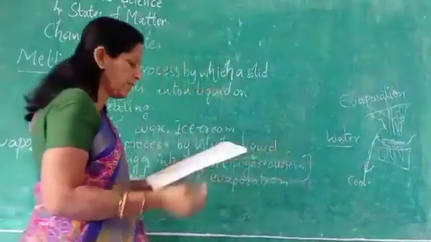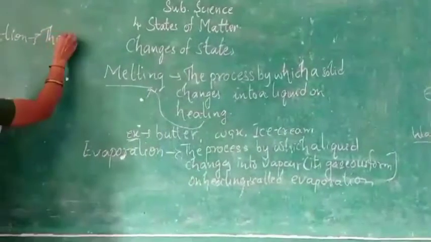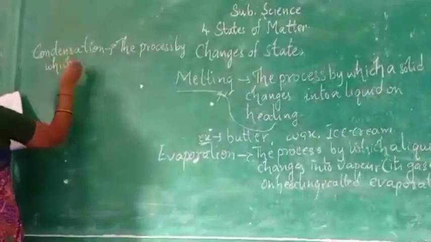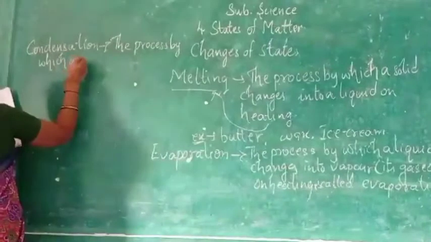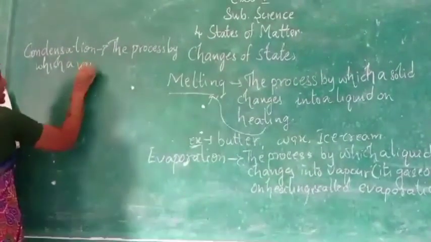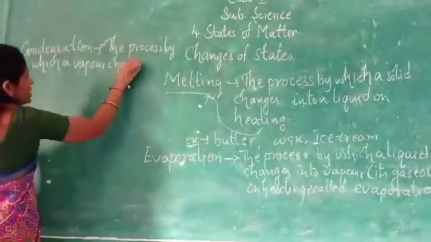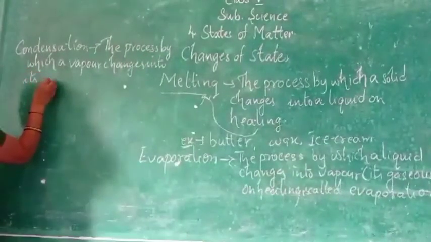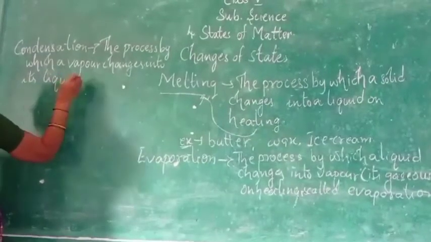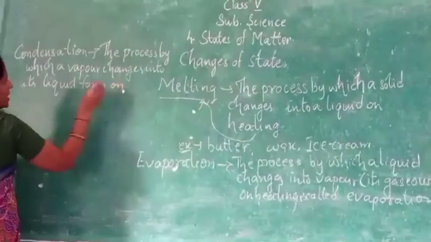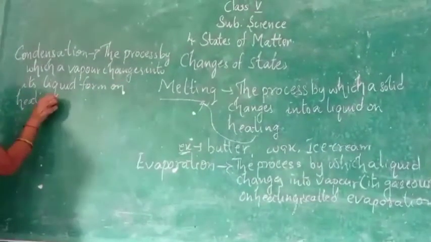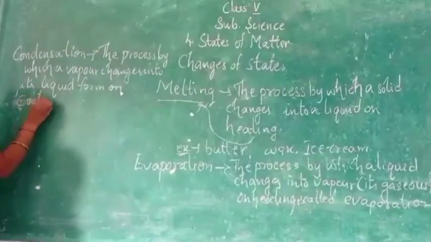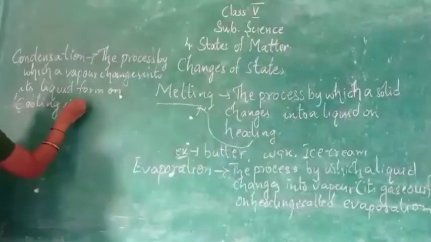The process by which a vapor changes into its liquid form on cooling is called condensation.